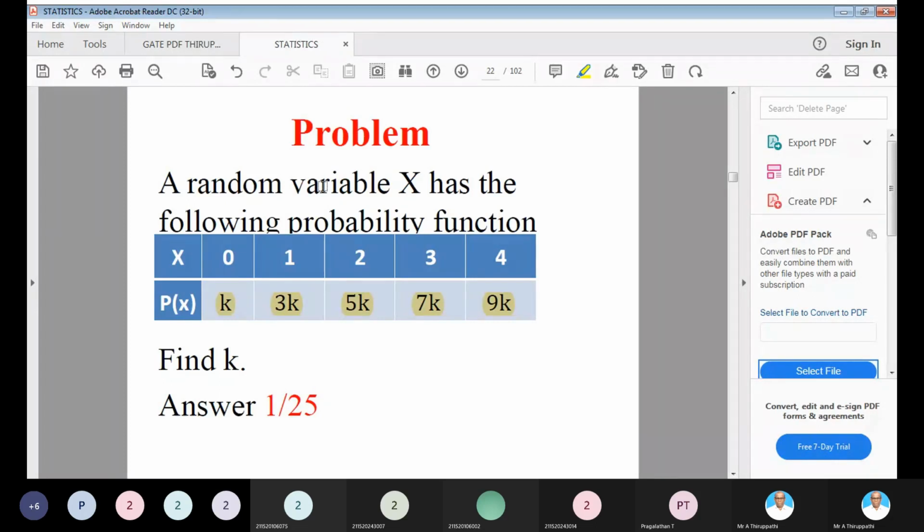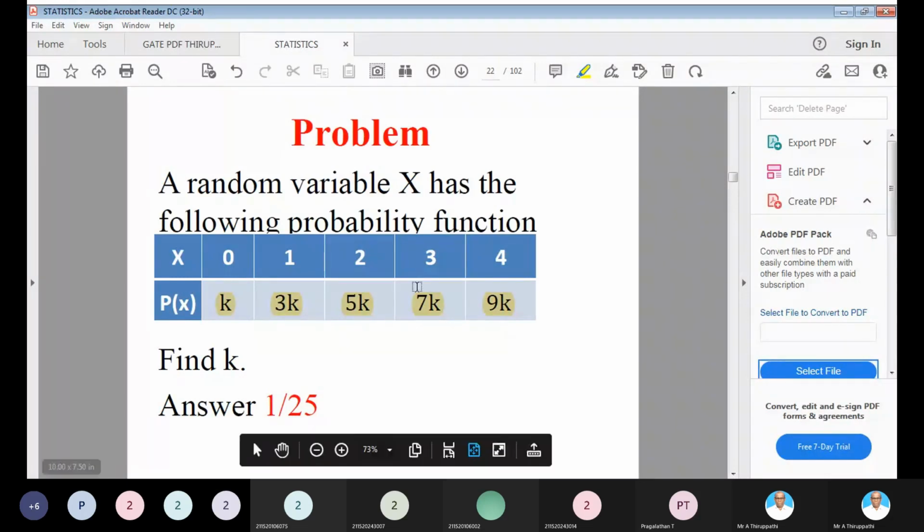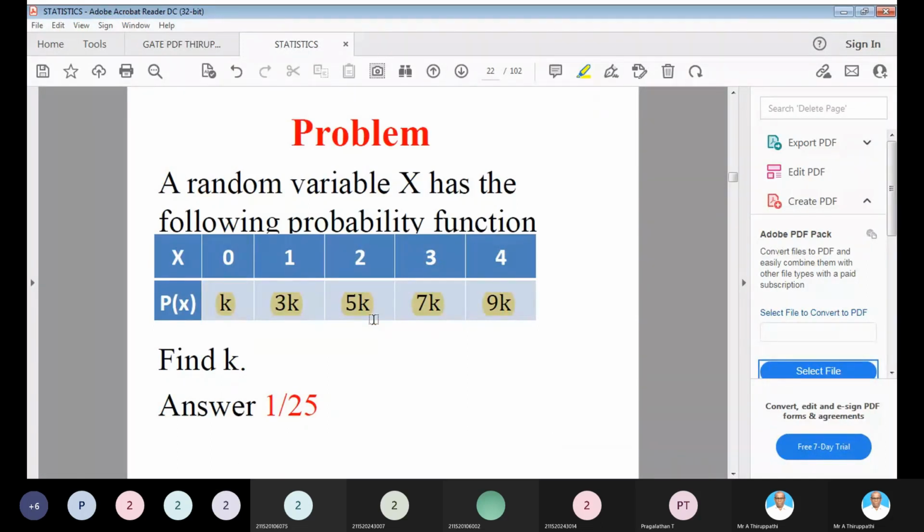In a continuous case, the integral from minus infinity to plus infinity of f of x dx equal to 1. Here what is given? Discrete case is given. So the sum of all the values is k plus 3k plus 5k plus 7k plus 9k. So 1 plus 3, 4, 4 plus 5, 9, 9 plus 7, 16, 16 plus 9, 25. 25k is equal to 1. Therefore, k is equal to 1 by 25.